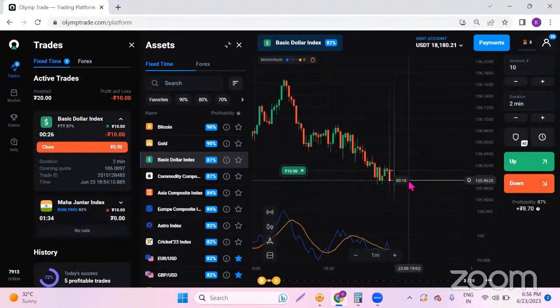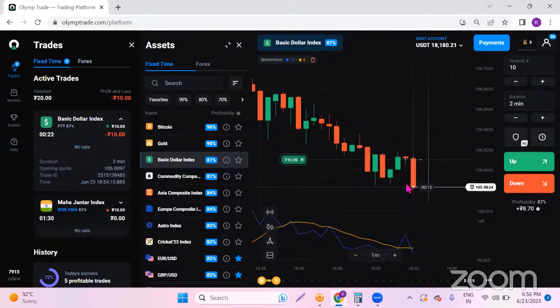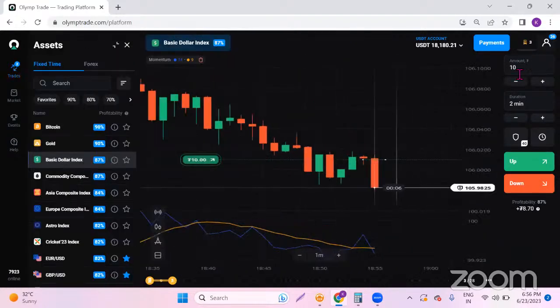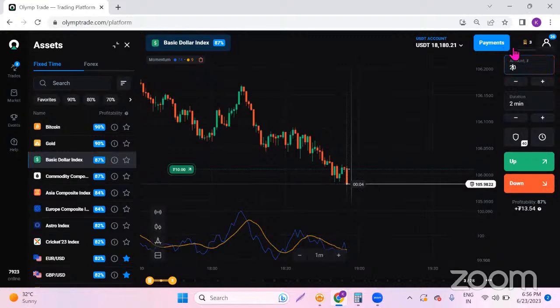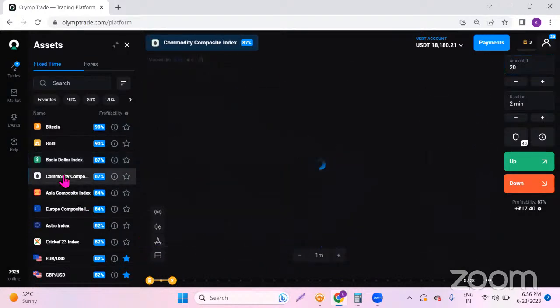Well, basic dollar index just flipped, guys. If you see, we were in green and it just flipped and it went downwards. Now we have our recovery for 2 trades, but because it's a huge difference, I am not very sure if basic dollar index would be able to recover it.